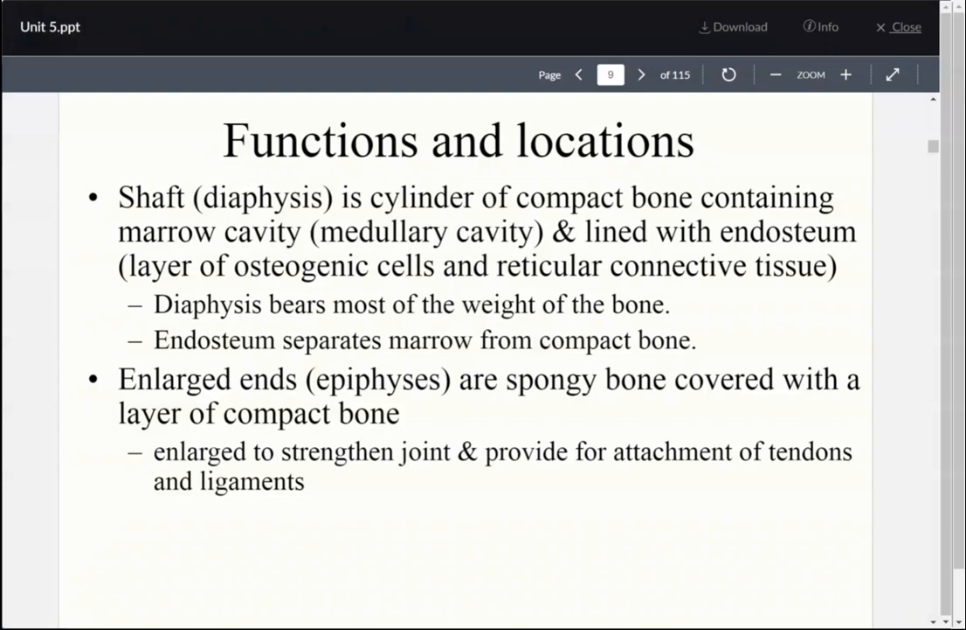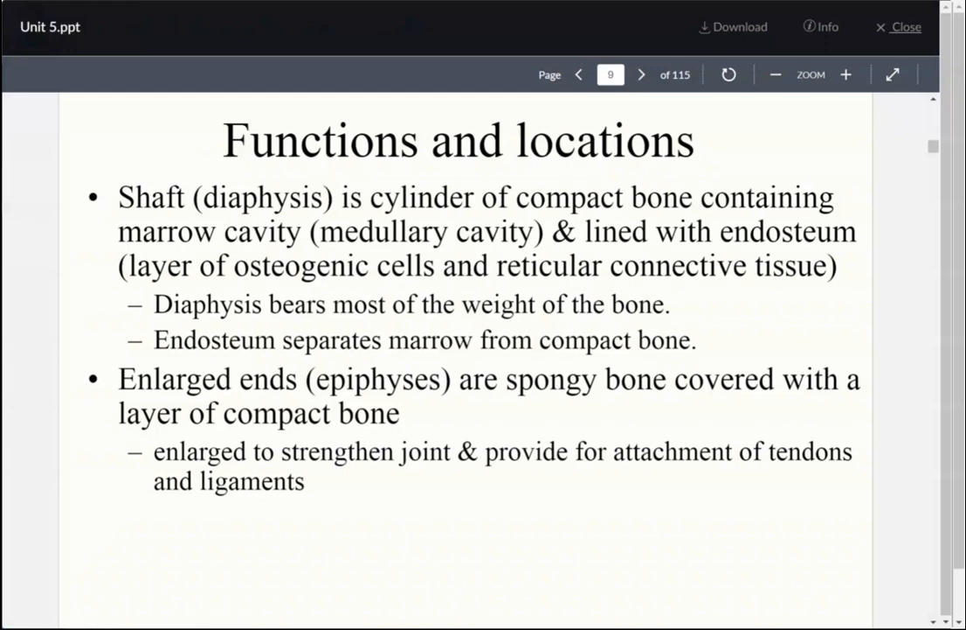Endosteum is a layer of osteogenic cells and reticular connective tissue. Osteogenic: osteo, bone; genic, producing or originating from. So these are bone-producing cells. We will talk about the nature of compact bone here in a couple of audios.